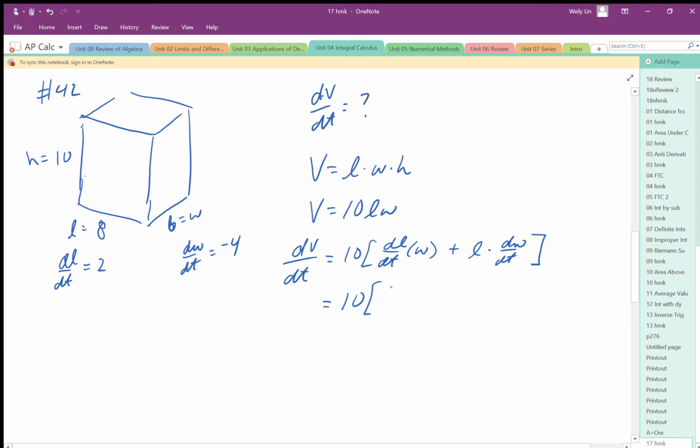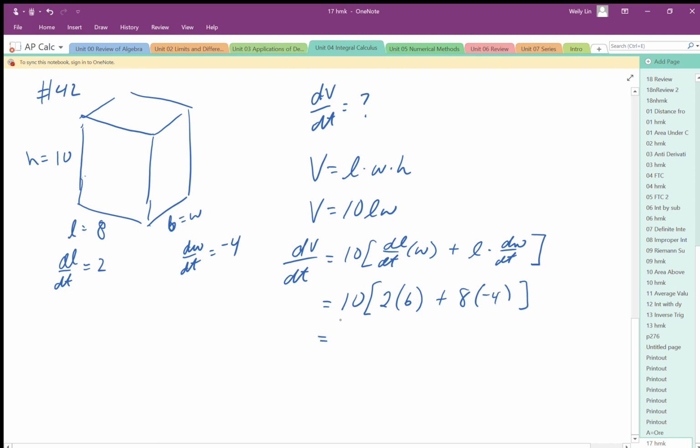This is 2 feet per second times the width, which is 6. Which makes sense because this is essentially the change in area, right? So the change in length times width gives me area, and this is length times change in width, which is also area. So length is 8. dW/dt is -4.